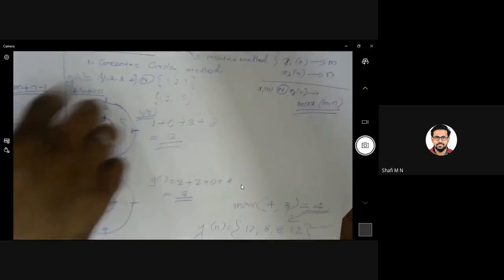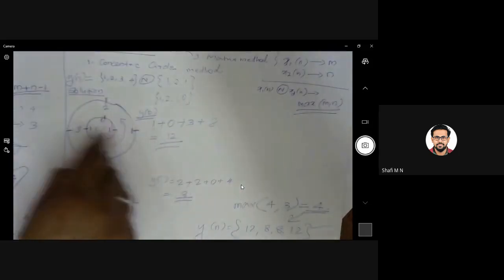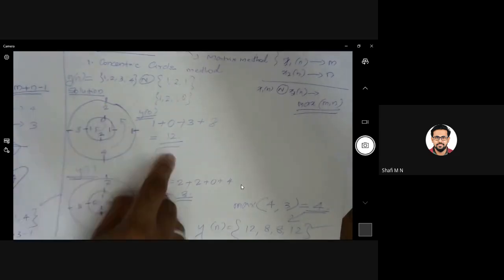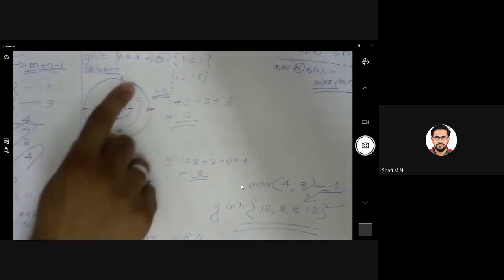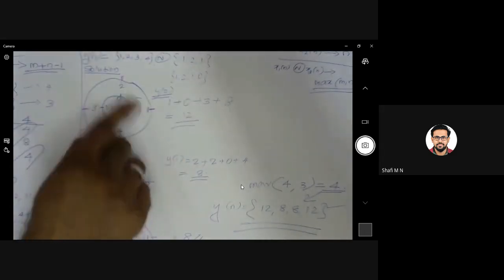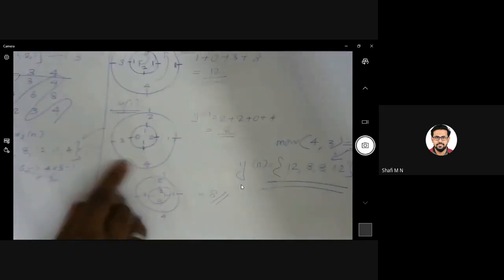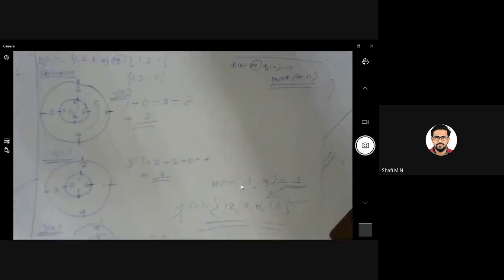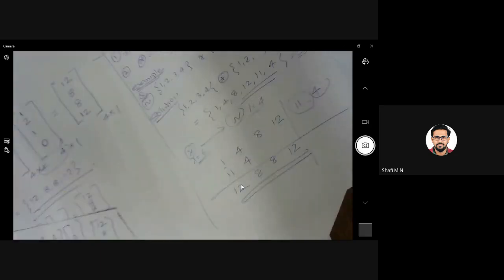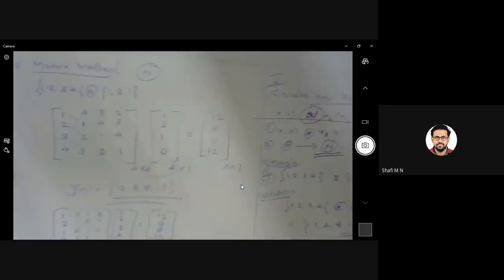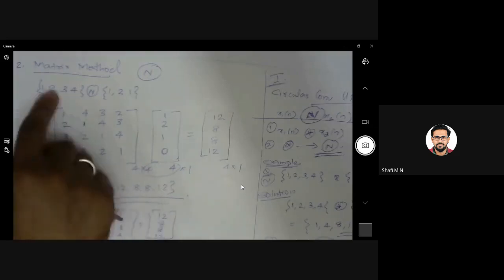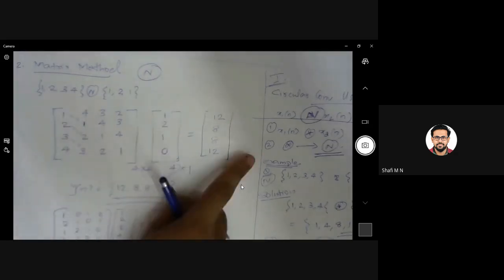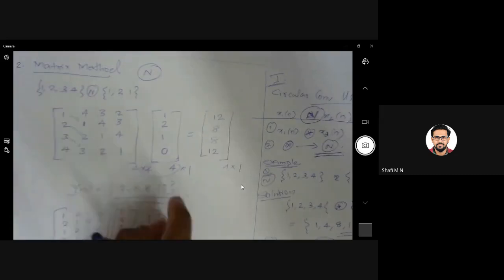In the concentric circle method, the outer circle goes in counterclockwise direction and the inner circle in clockwise direction, and you get the first element. For the next element, you keep the outer circle constant and rotate it by 1 unit, and you get the next one, and so on. The easier method is the matrix method. There you form a matrix of size maximum of m, n by maximum of m, n using either sequence, then multiply it with the other sequence, and you get the answer.